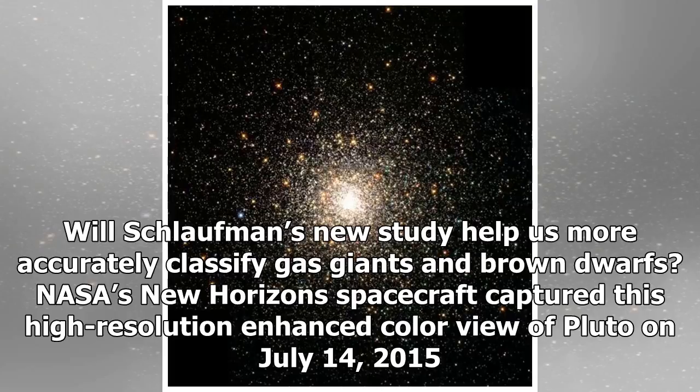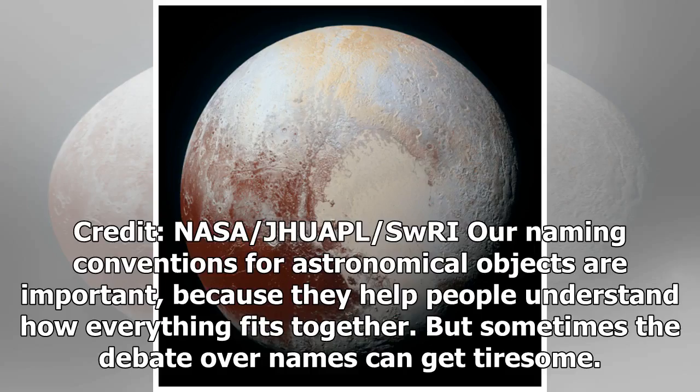NASA's New Horizons spacecraft captured this high-resolution enhanced color view of Pluto on July 14, 2015. Credit: NASA, JHUAPL, SwRI. Our naming conventions for astronomical objects are important, because they help people understand how everything fits together. But sometimes the debate over names can get tiresome.